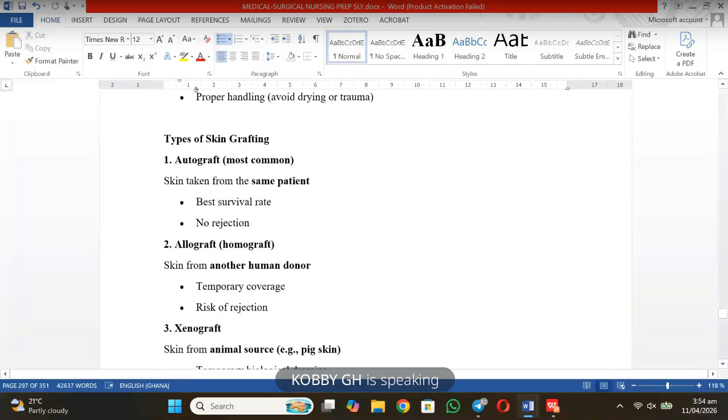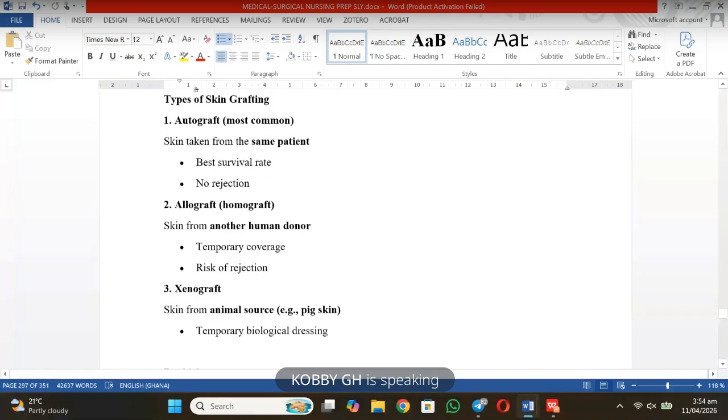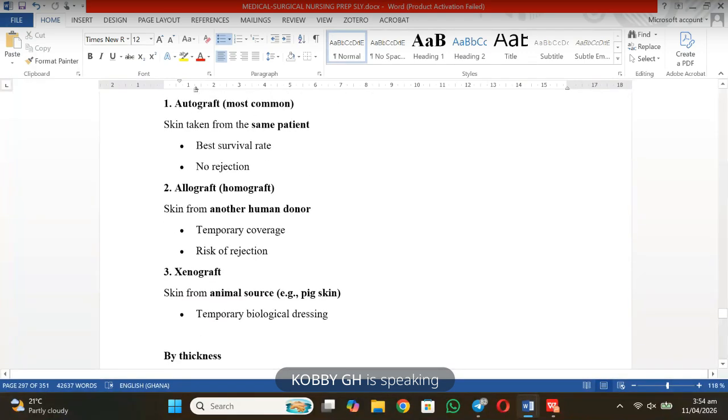Okay, now we have types of grafting. With the types of grafting, we have the autograft, which is the very common one. With the autograft, you are picking the skin from the same person. So the donor site will be on the same person, and the recipient site will also be on the same person. Usually, it has the best survival rate, because the likelihood that you will react is not common, since it's your own skin.